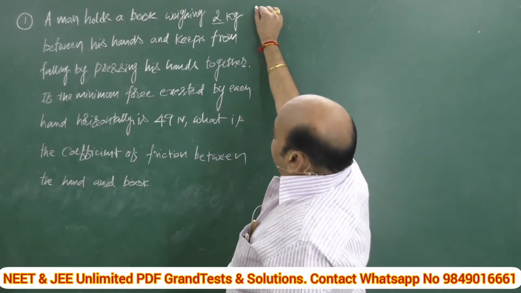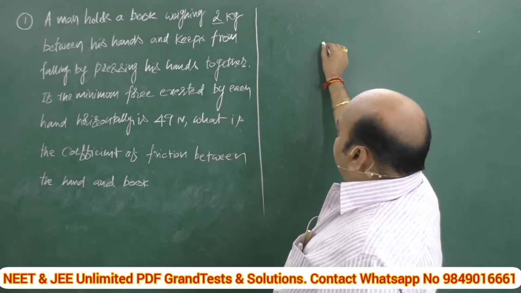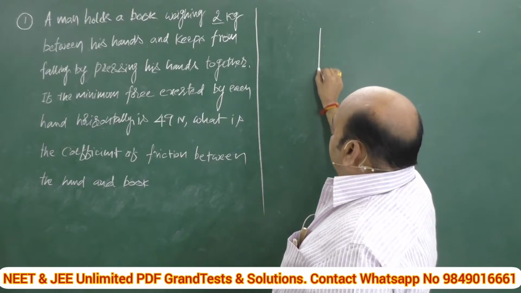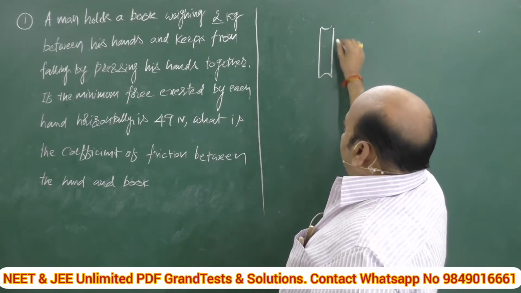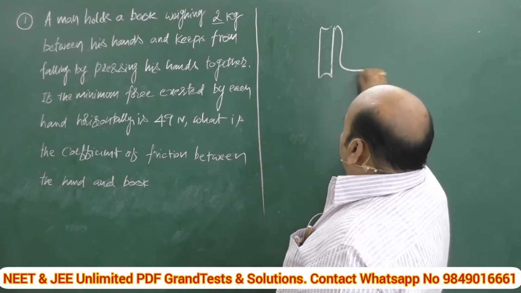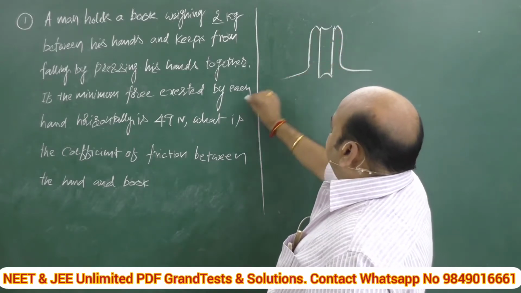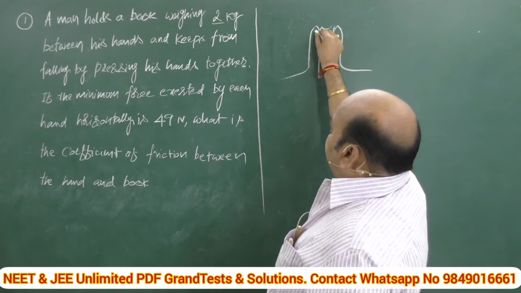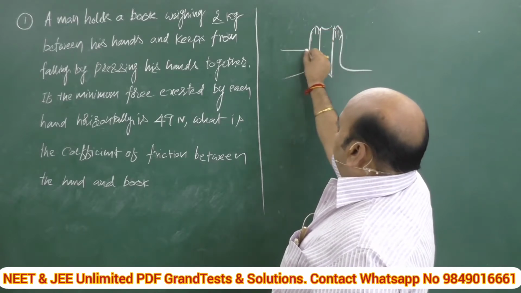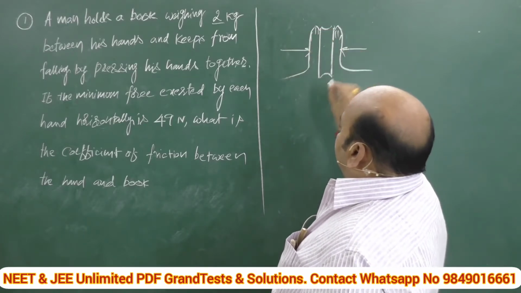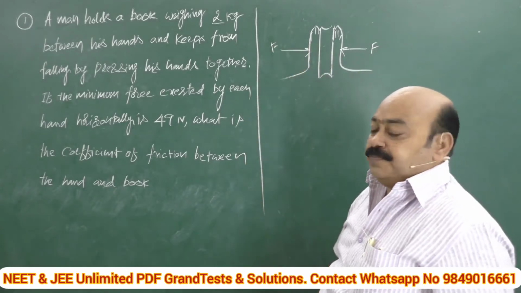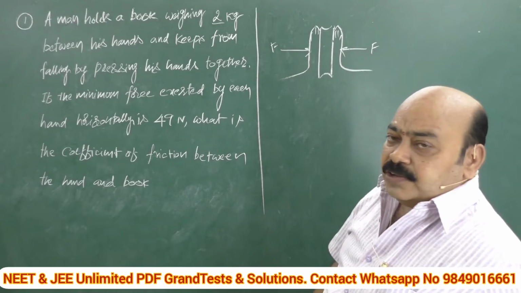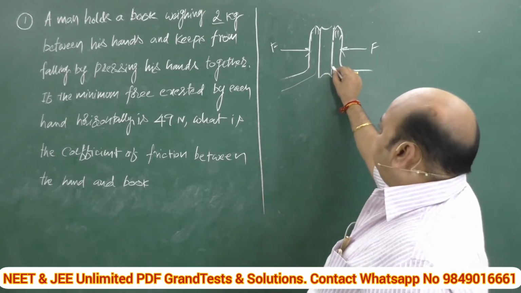See, I will try to give the situation. This is the book, held between 2 hands. Let us suppose these are 2 hands. I am pressing this book with a certain force like this. Let F be the force with which I am pressing the book. Then can you guess what the different forces acting on this are?